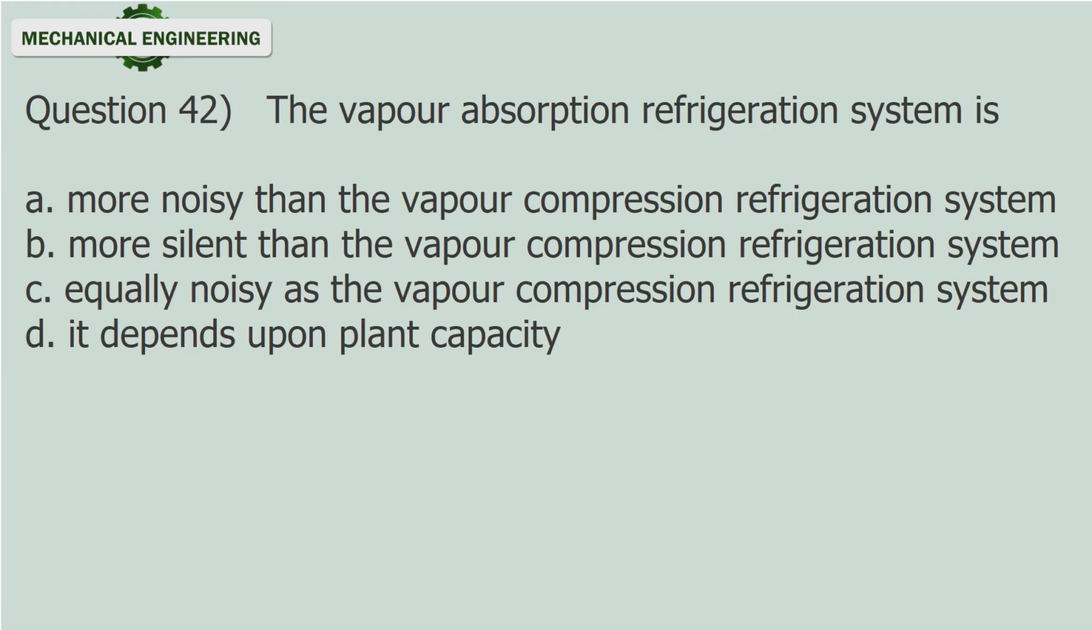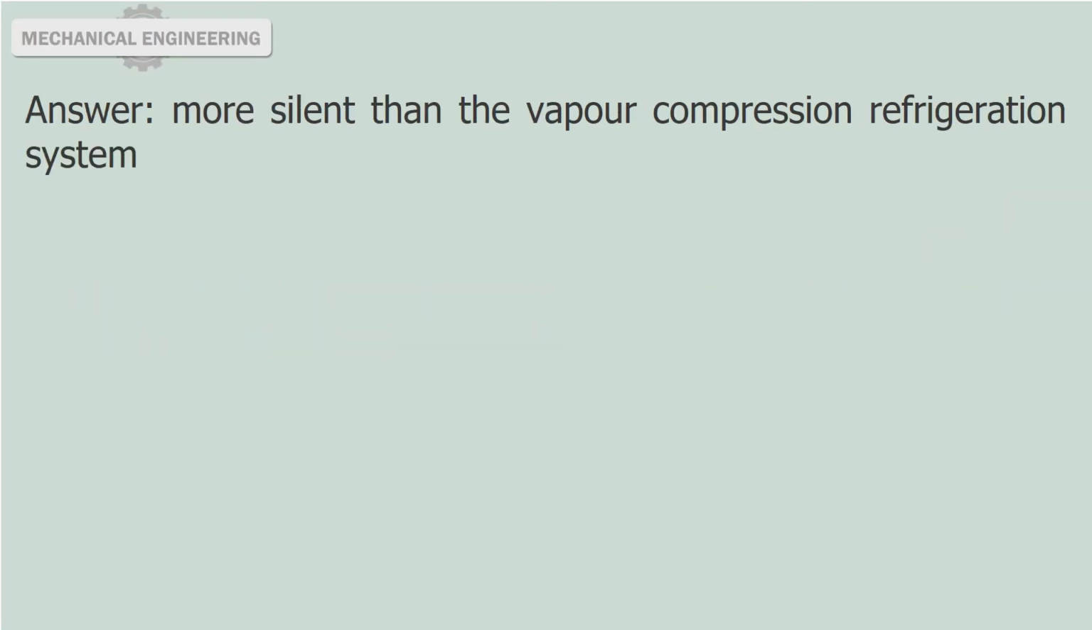Question 42. The vapor absorption refrigeration system is A. More noisy than the vapor compression refrigeration system. B. More silent than the vapor compression refrigeration system. C. Equally noisy as the vapor compression refrigeration system. D. It depends upon plant capacity. Answer: more silent than the vapor compression refrigeration system.